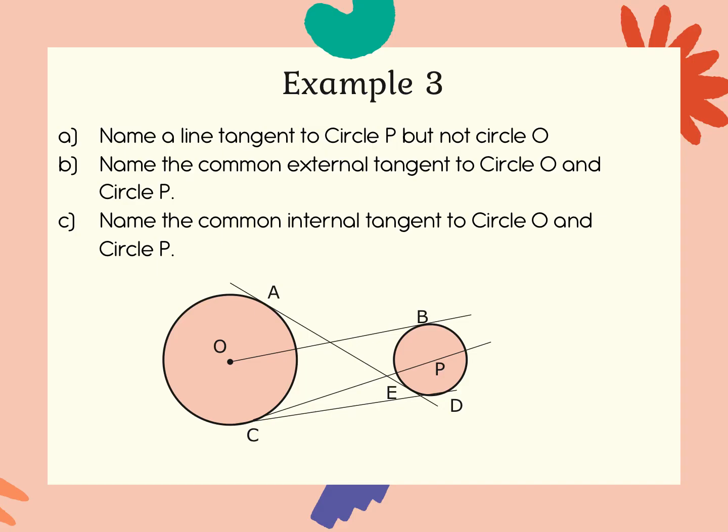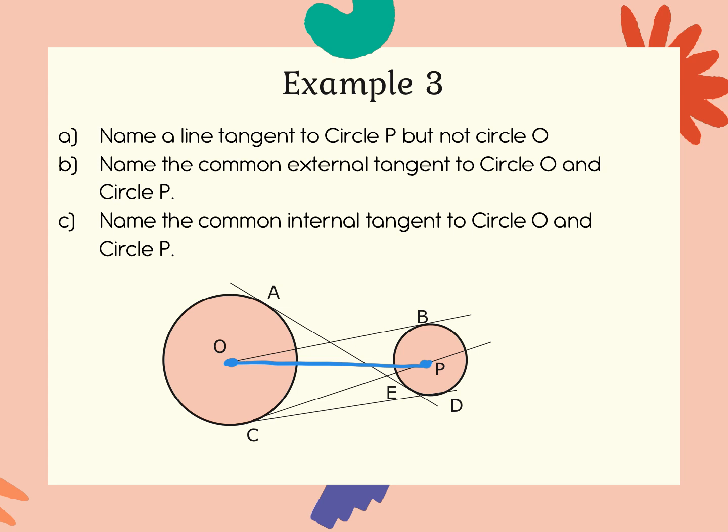All right, so for this one, they want me to name a line that is tangent to P, but not to O. Now, let me go ahead because the next two parts, B and C, also want me to identify external and internal. So let me add the segment that joins the centers. So P is the center point. So this is my segment that I get to see which tangent line crosses it. So a tangent line to P, but not O.